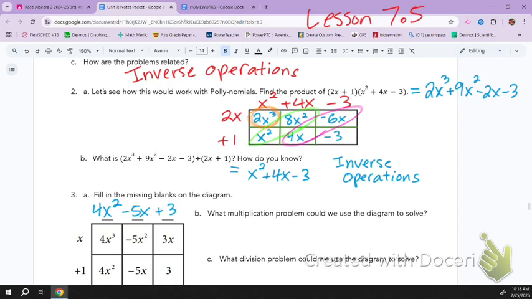Good. So then let's write this out. What multiplication problem would fulfill this box? What multiplication problem should we write out? I heard it. What are we doing? Yeah?